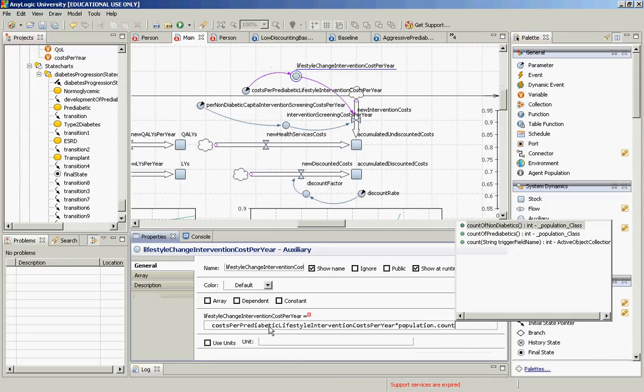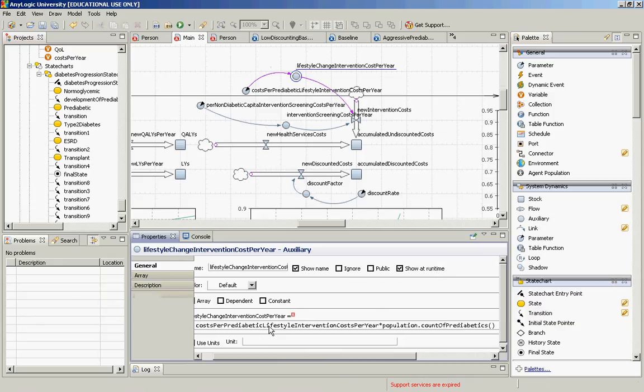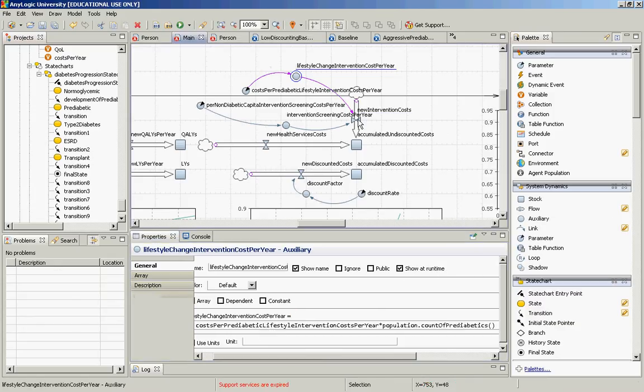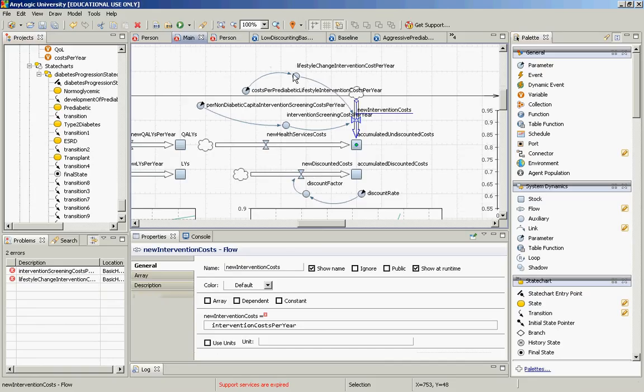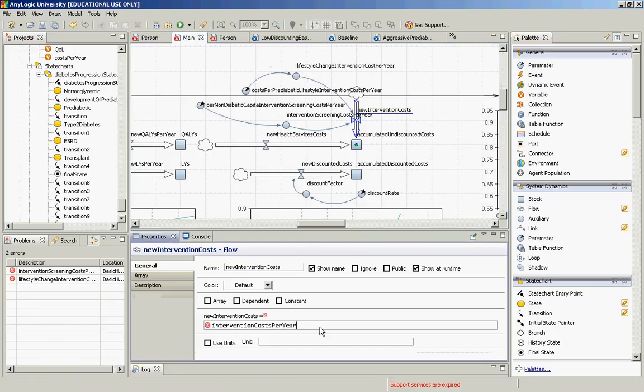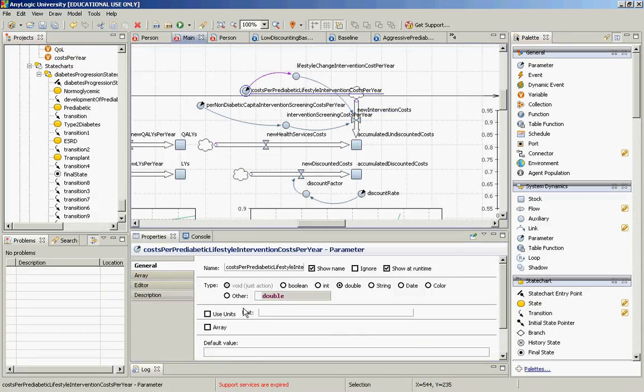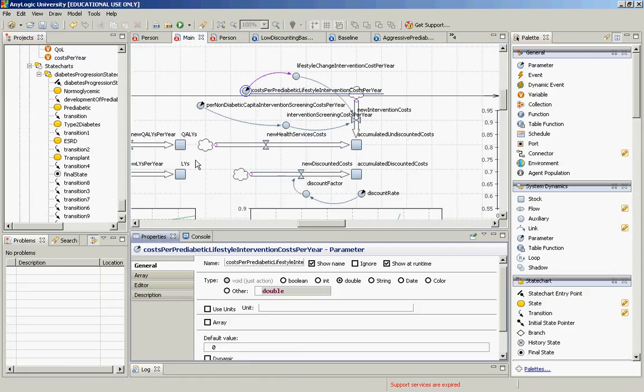Okay, and now, since we have costs extending from screening, and costs extending from actually performing an intervention, we can add the two per year. So we add up intervention screening costs per year plus lifestyle change intervention costs per year. Those names could be improved, but fundamentally we have these two types of costs. We'll assume that each type of cost by default has a value of 0. So for an intervention, there's going to be some cost there.